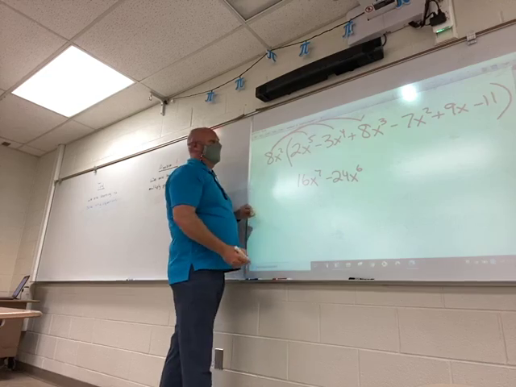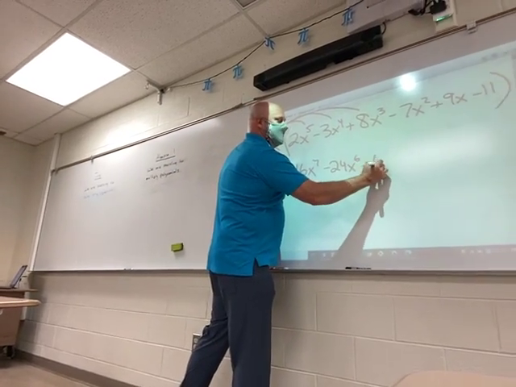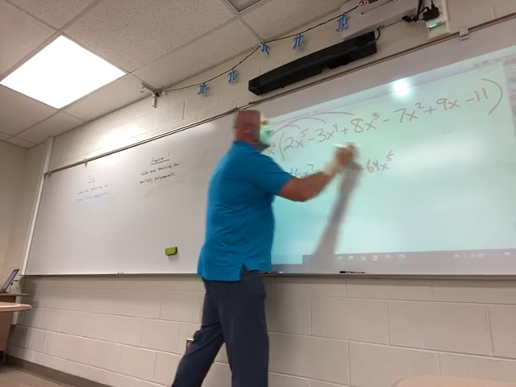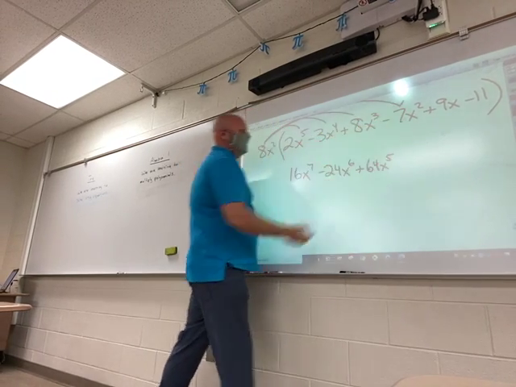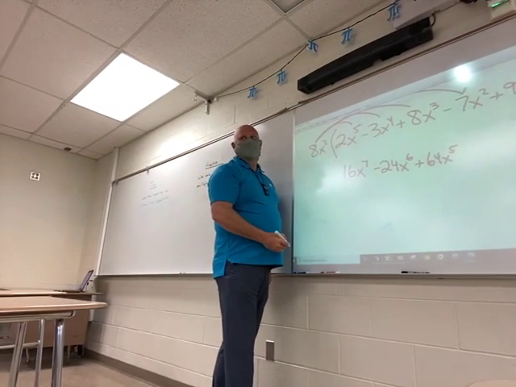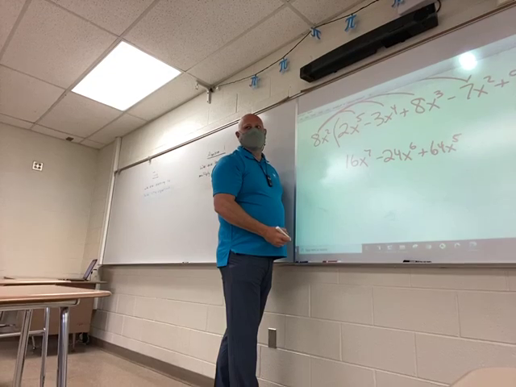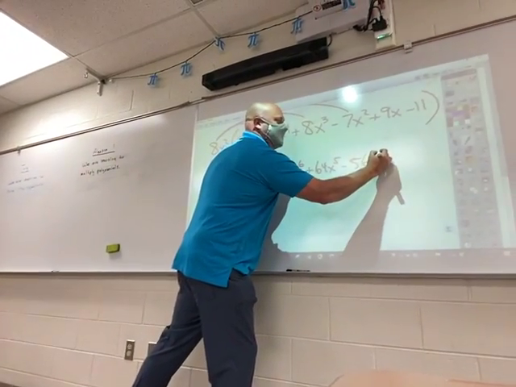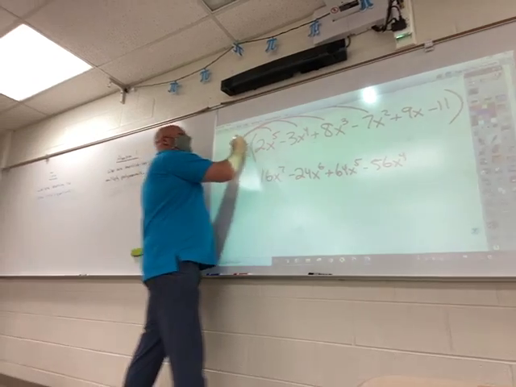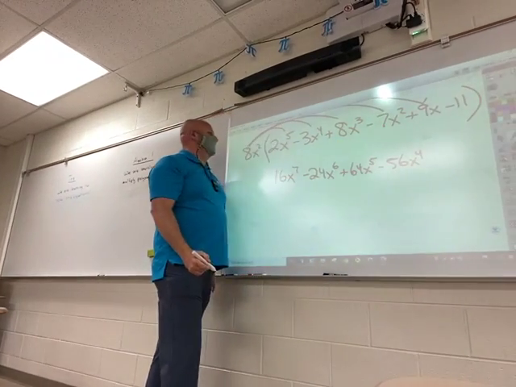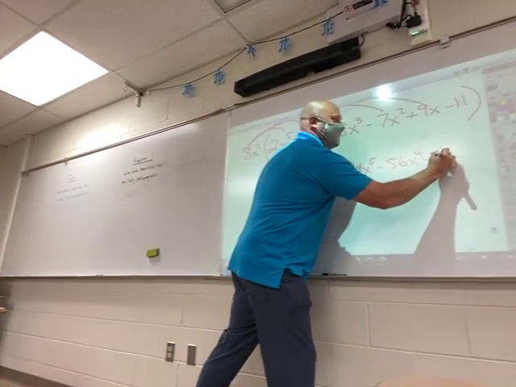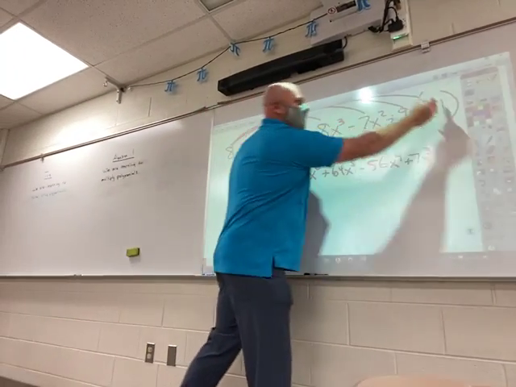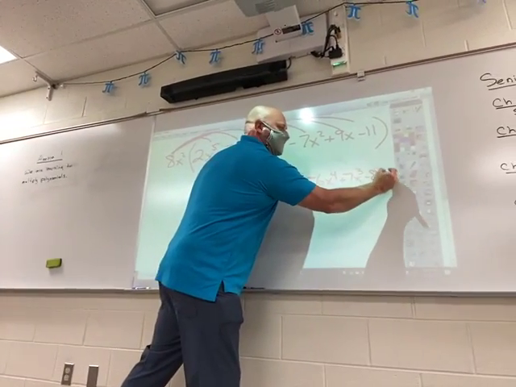That times the next one would be 64x to the 5th. And then to the next term, and it would be, testing your multiplication skills now, negative 56x to the 4th. And then to the next term of the 9x would be 72x to the 3rd. And then the last one would be 88x squared.